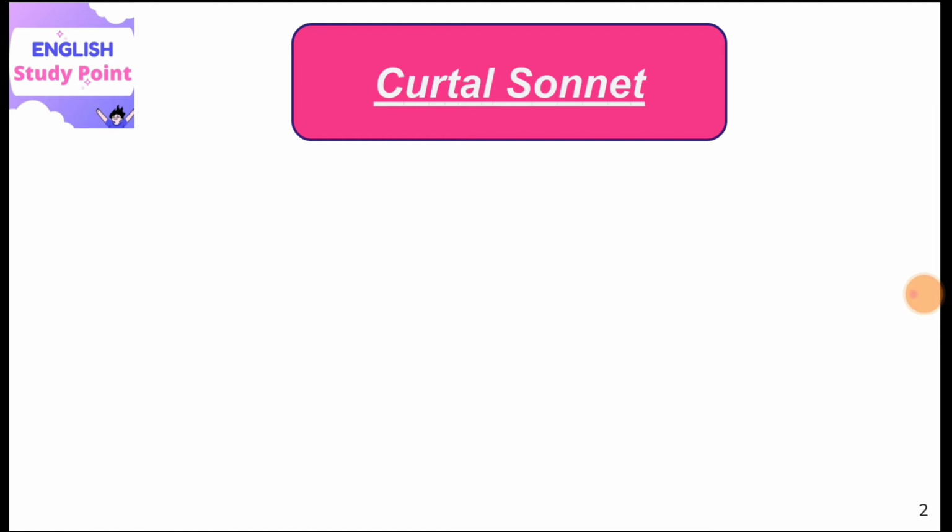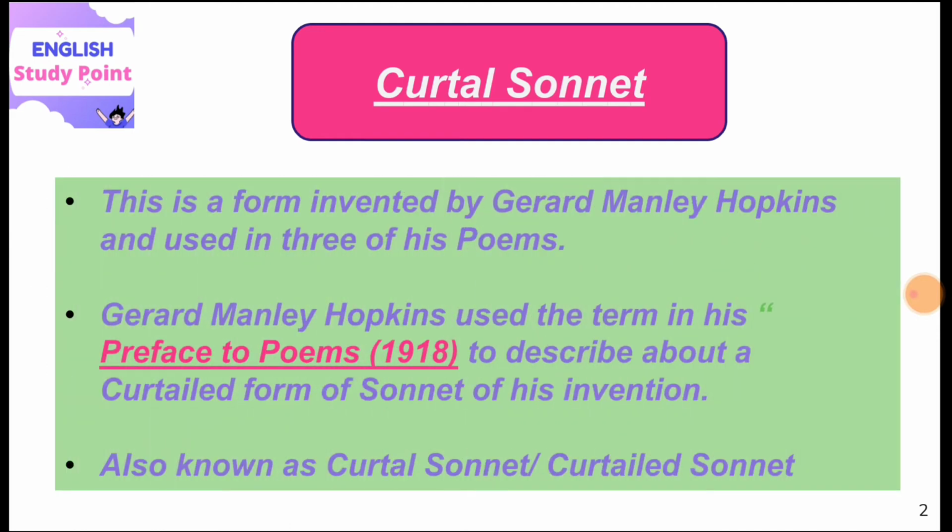The invention of this type of sonnet was done by a writer whose name is G.M. Hopkins, Gerard Manley Hopkins. Now I am proceeding with this video lecture. So, this is a form invented by Gerard Manley Hopkins and used in three of his poems. This particular form was first used by G.M. Hopkins in three of his poems, and I will let you know in which three poems he used this particular sonnet, that is curtal sonnets, in the later part of this video.